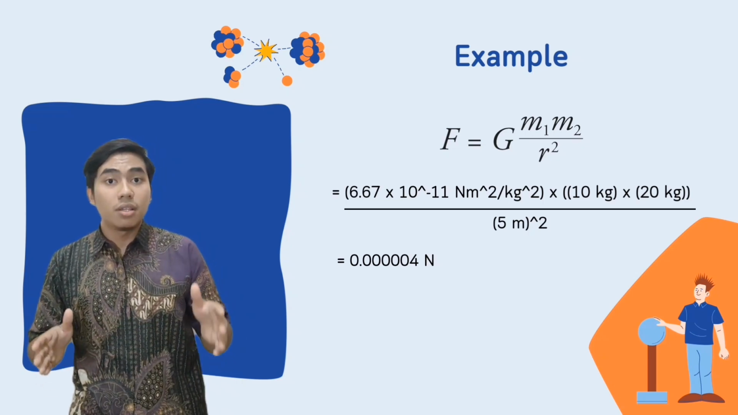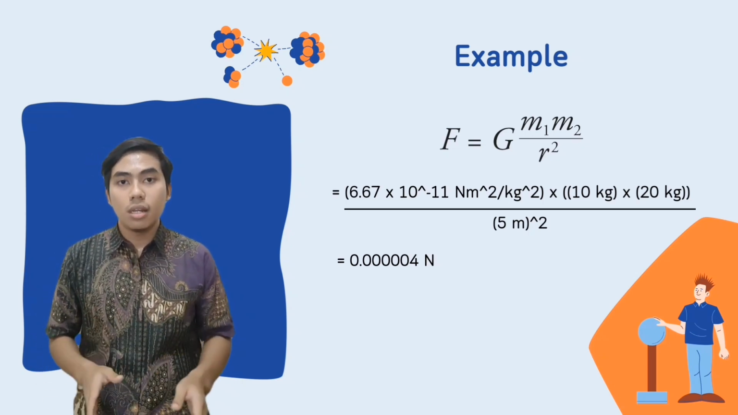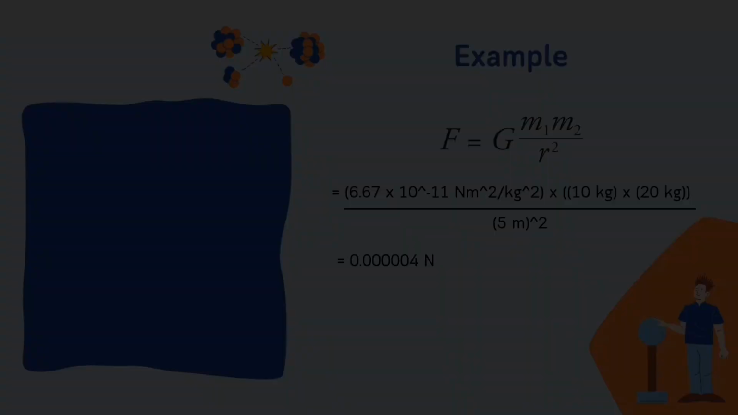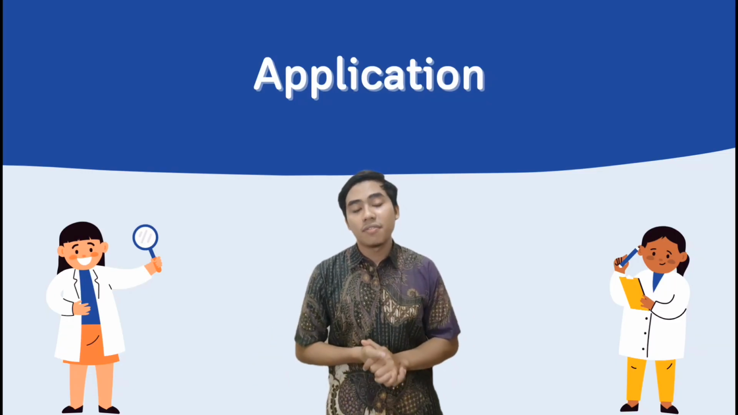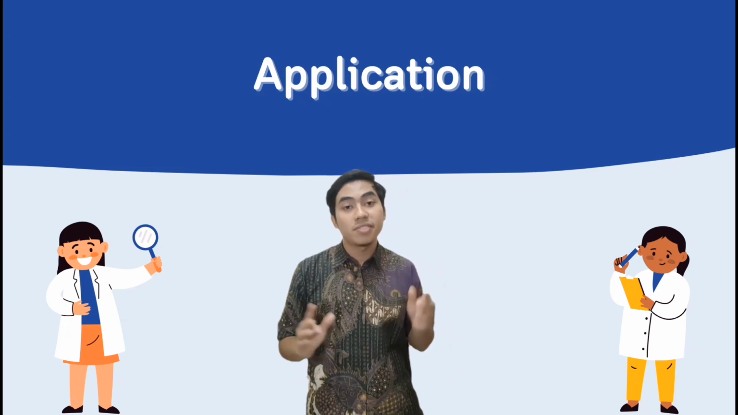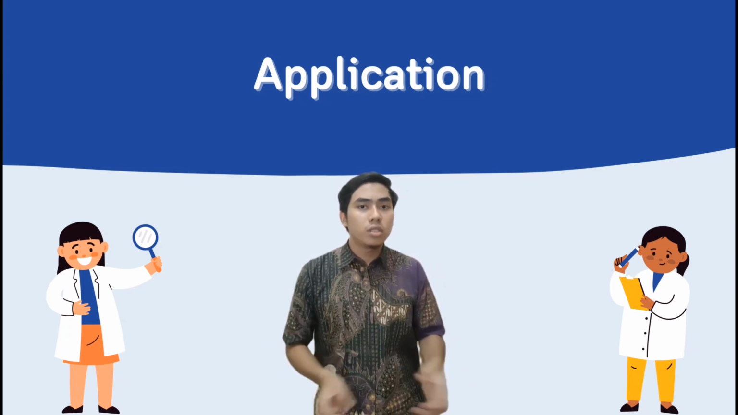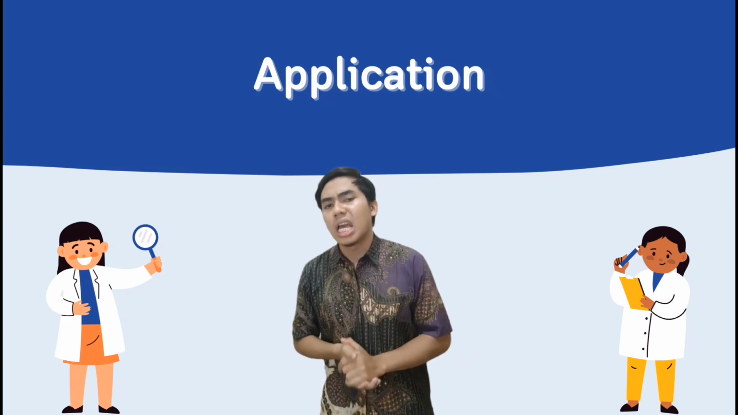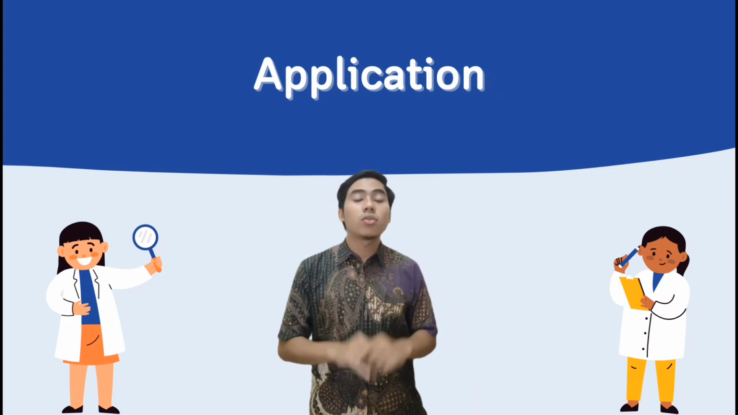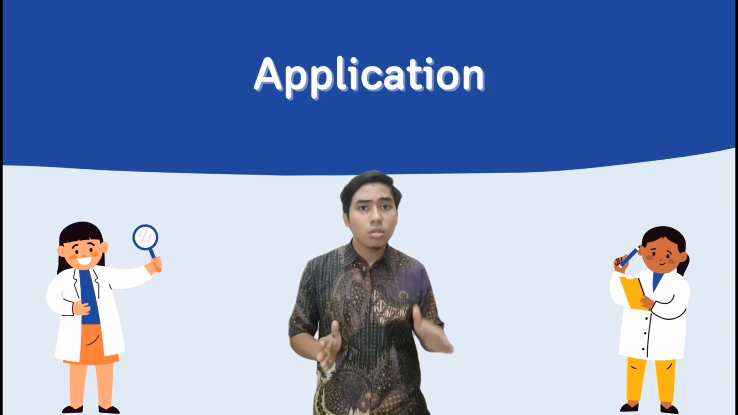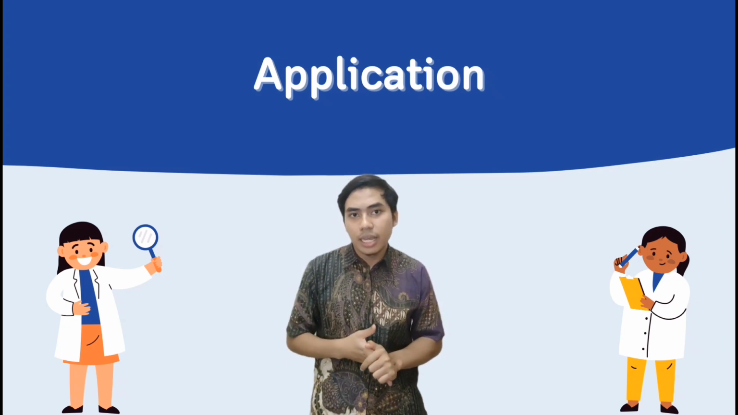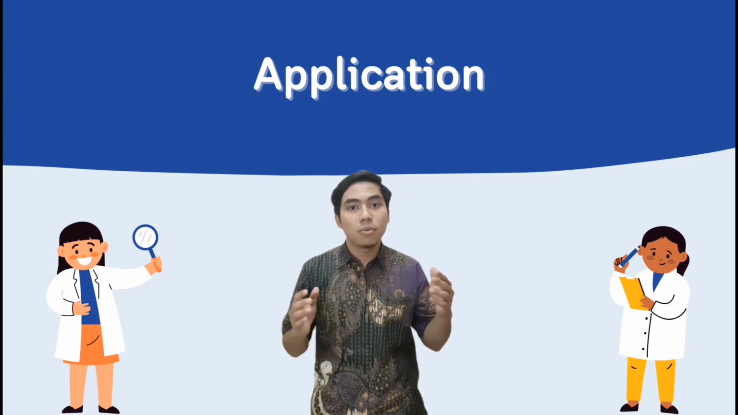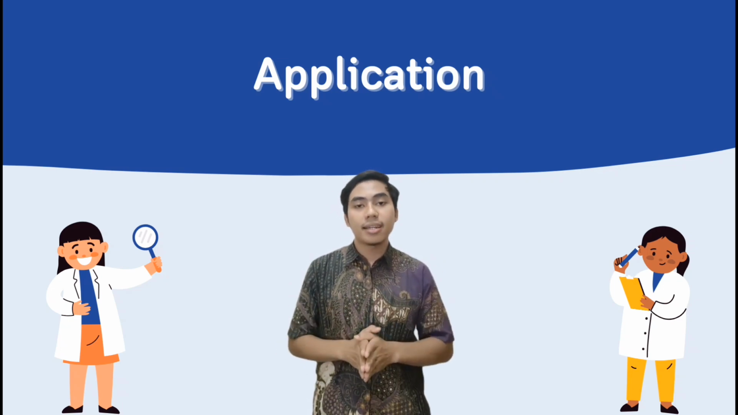For example, the force of attraction between the Earth and the Moon keeps the Moon in orbit around the Earth. Next, let's have a look at the applications of Newton's universal law of gravitation. Newton's universal law of gravitation has numerous practical applications. For instance, it is used to calculate the force required to launch a spacecraft into orbit, the gravitational force between celestial objects, and the motion of planets and satellites.